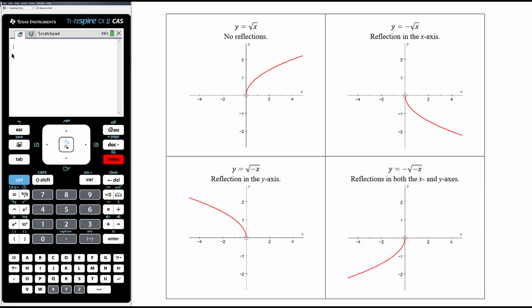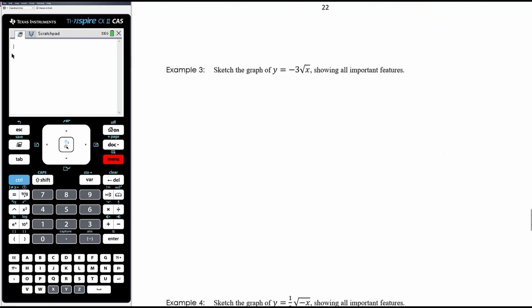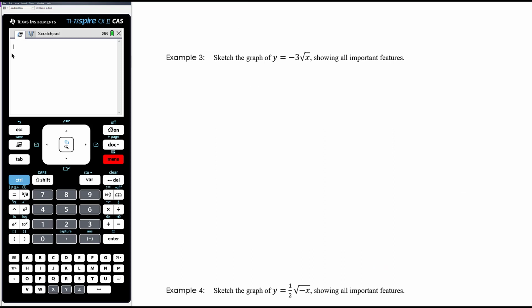And then we can focus on any other transformations that are happening. Okay, so let's do some examples. Sorry, now we're getting into a long video. So we want to sketch the graph of negative 3 times the square root of x. Okay, so the negative out the front.